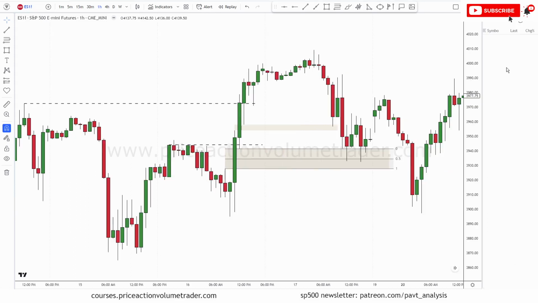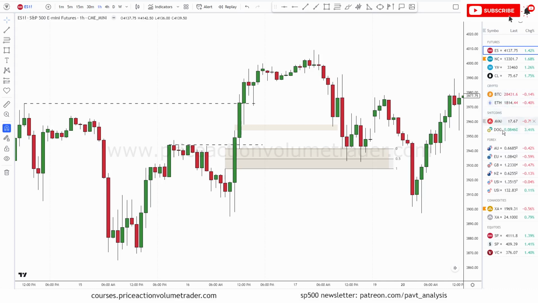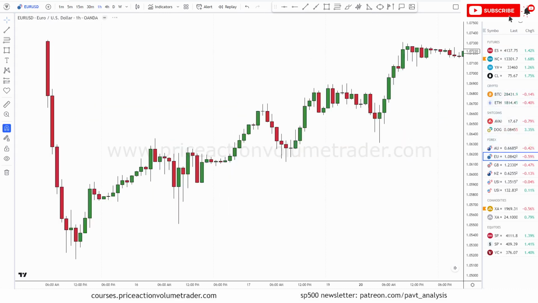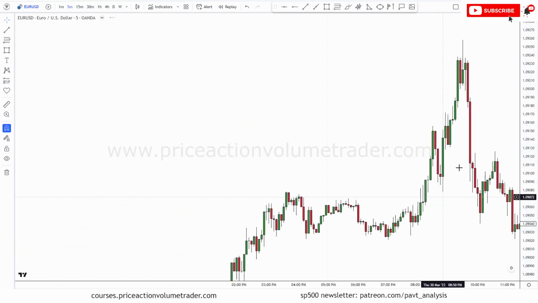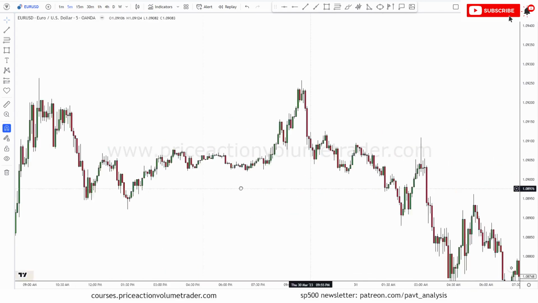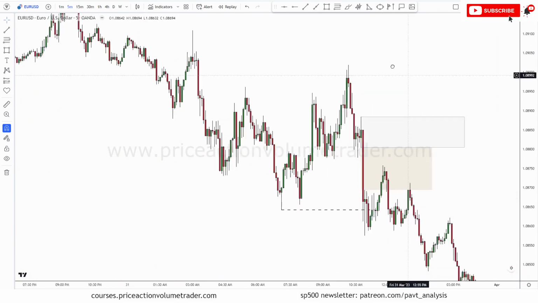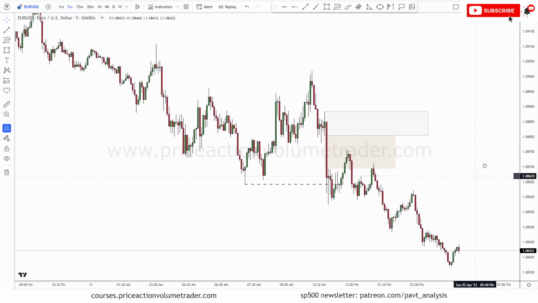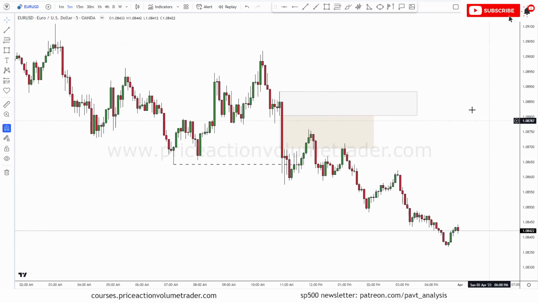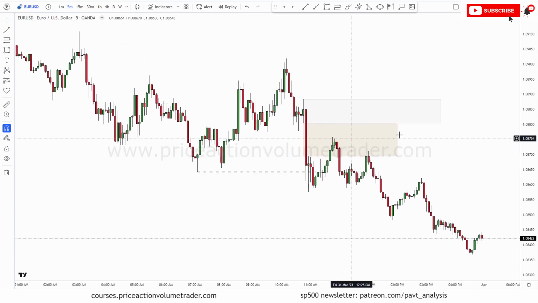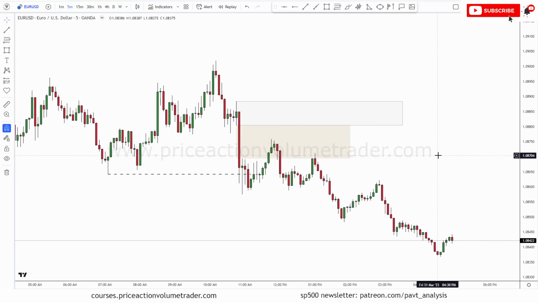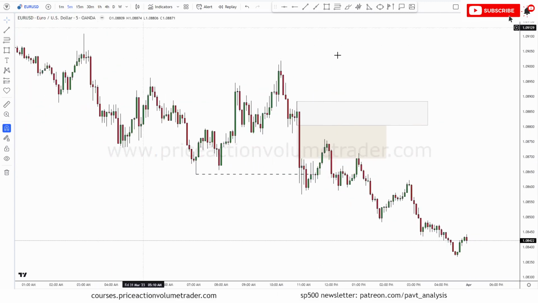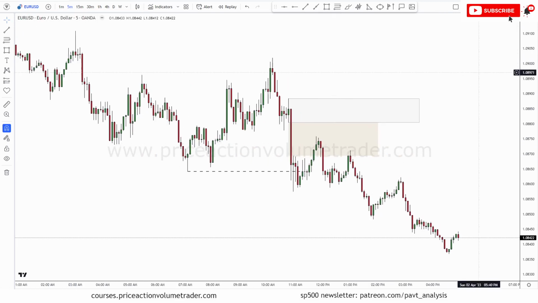Let's go into Euro US dollar and see some examples on a lower time frame. If we go into a 5-minute chart, this is a concept that can be applied to any charts. If you follow ICT on YouTube, you see that he applies this a lot, for example, on the 1-minute time frames. And right here, this is a 5-minute time frame.